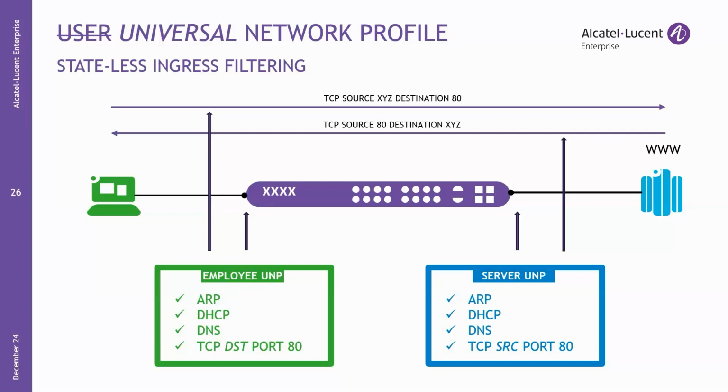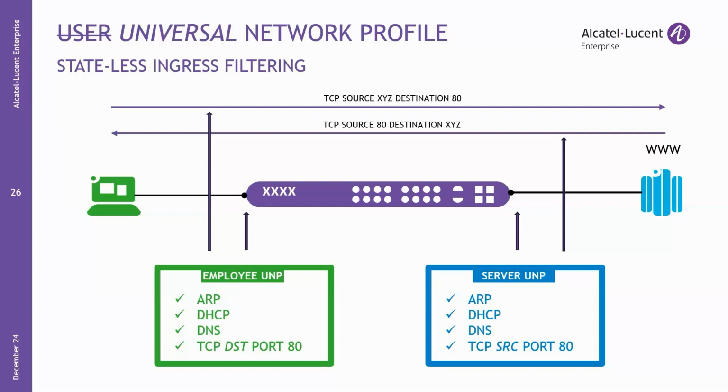What we are highlighting here is that the client device is mapped to an employee UMP, and because these policies will be applied at ingress for traffic originating from the client device, then the policy will need to allow TCP port 80 as destination. That is, on top of other things such as ARP, DHCP, and DNS. But for the server UMP, the policy will need to allow TCP port 80 as the source because it is applied to traffic originating from the server.